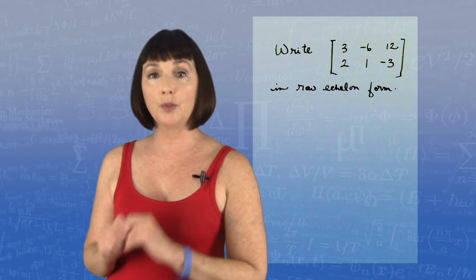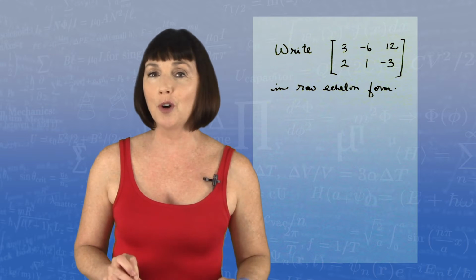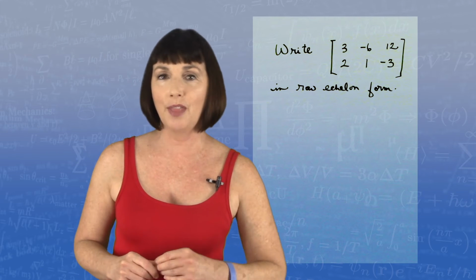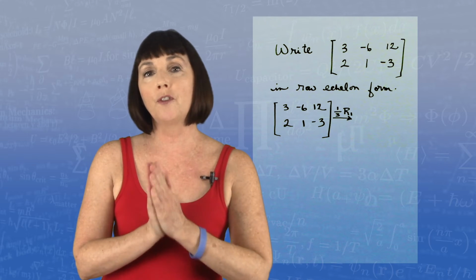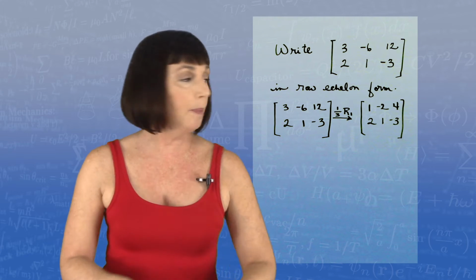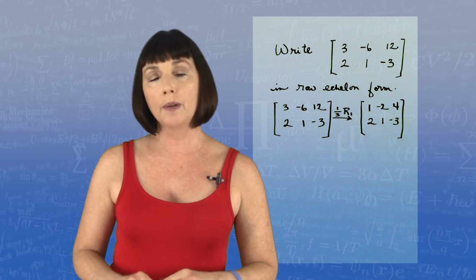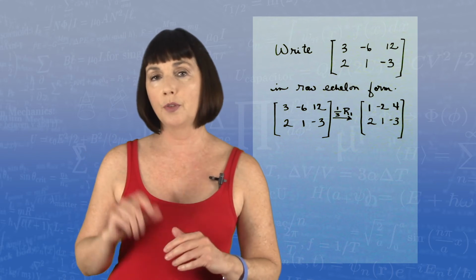Let's do an example. Let's write this matrix in row echelon form. Now, if you need a refresher on what row echelon form is, please watch our video on that very topic. All right, the first thing I'm going to do is multiply the first row by 1/3. And that gives me, on the top, 1, -2, 4. The second row is unchanged, so it is still 2, 1, -3.